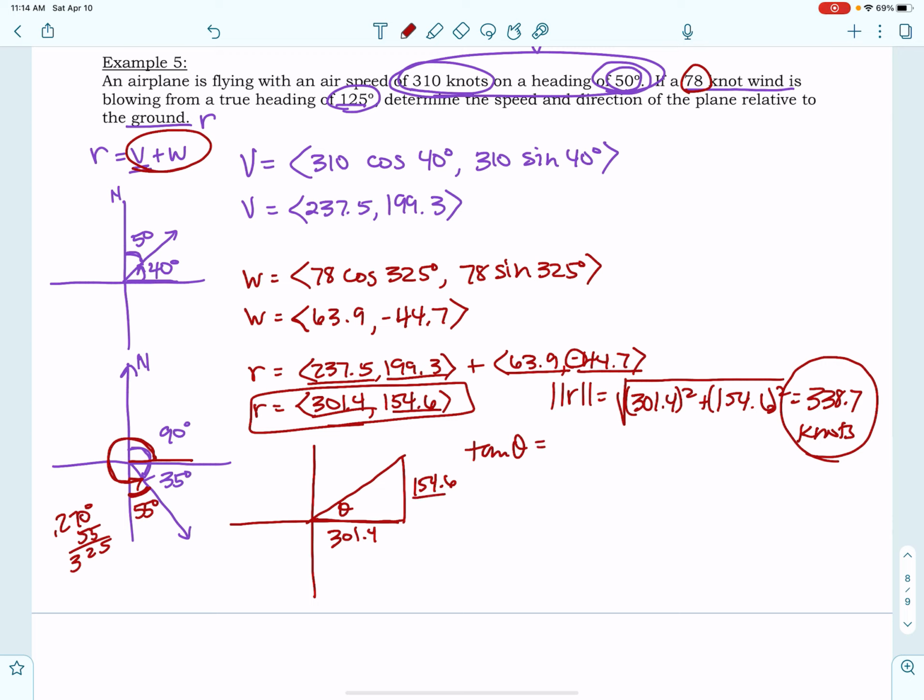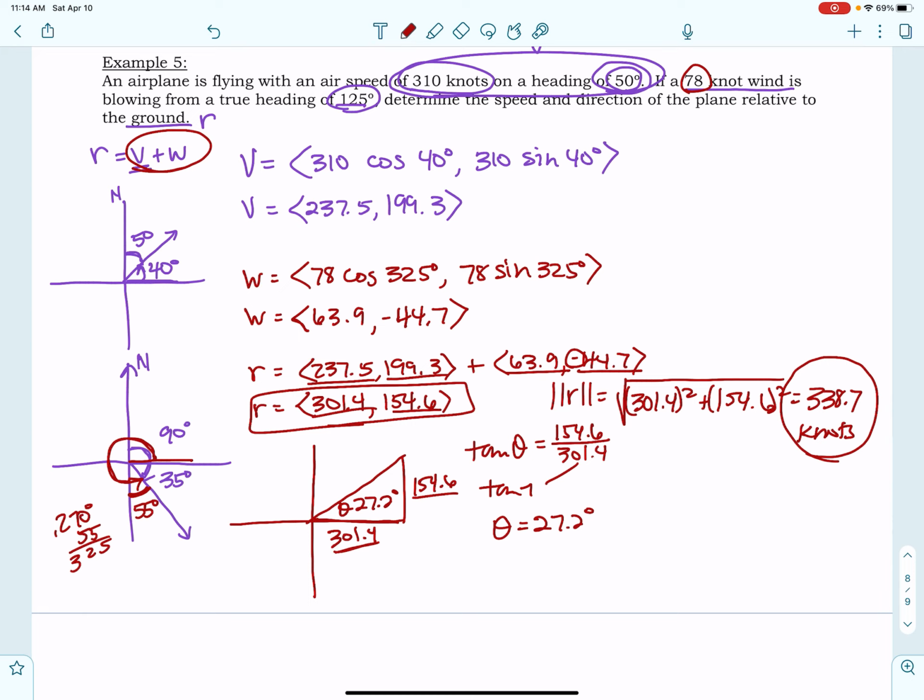Tangent theta equals opposite over adjacent. Wow, Miss Griggs. Out of control. And then, of course, tangent inverse of all that. And we get theta at 27.2 degrees. So that is this angle right here.